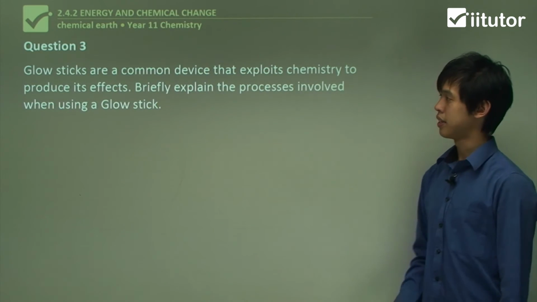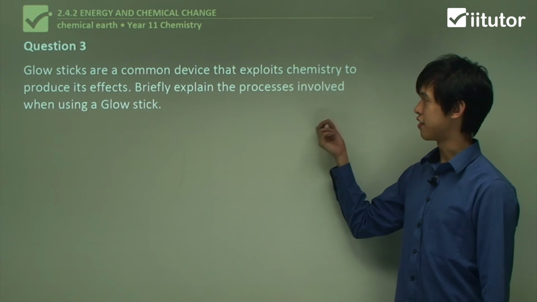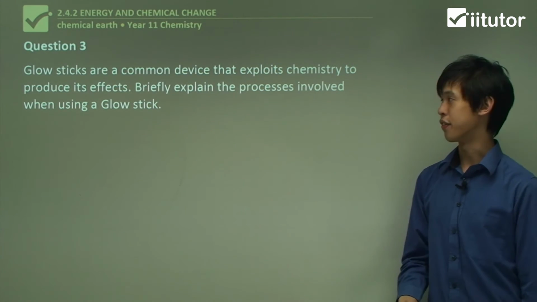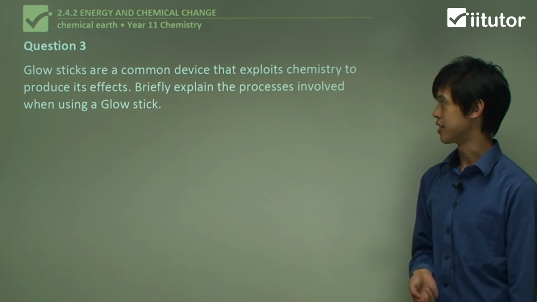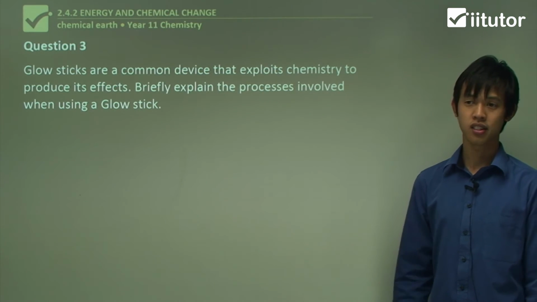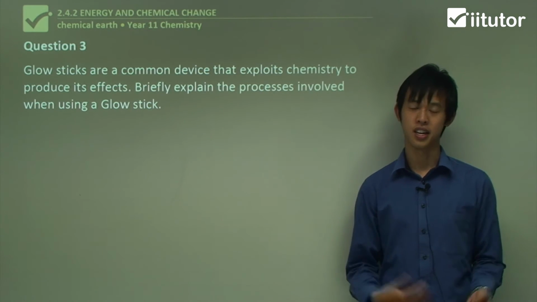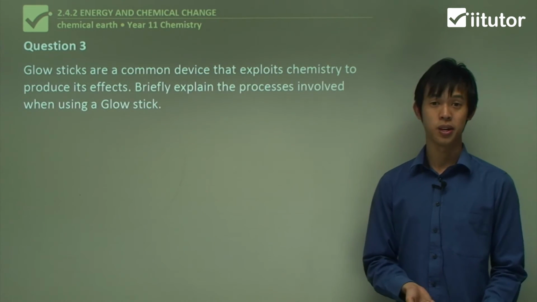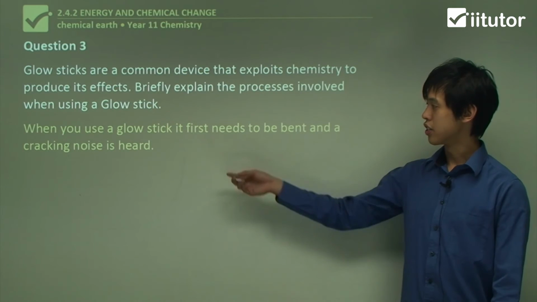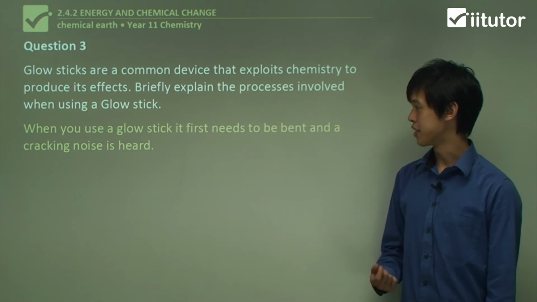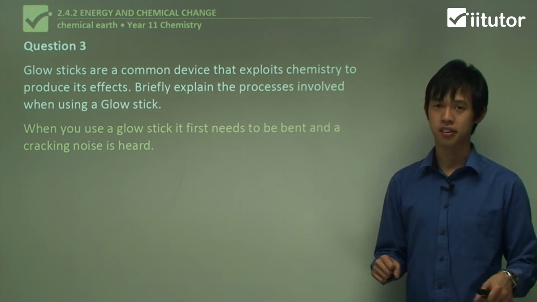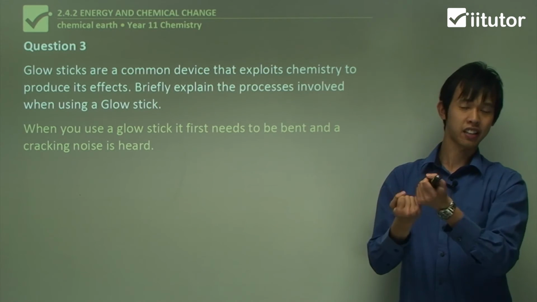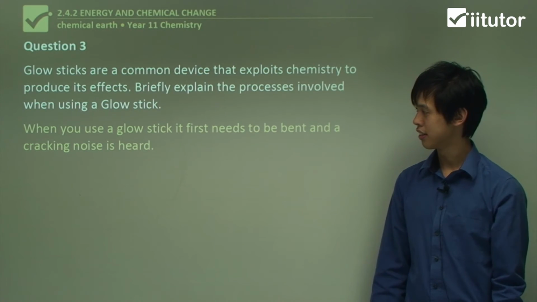Question 3. Glow sticks are a common device that exploits chemistry to produce its effects. Briefly explain the processes involved when using a glow stick. I'm sure you've all played with glow sticks at some point. I know I definitely have. They're fun things, but how do they actually work? When you use a glow stick, it first needs to be bent and a loud cracking noise is heard. So you have to crack the glow stick essentially.